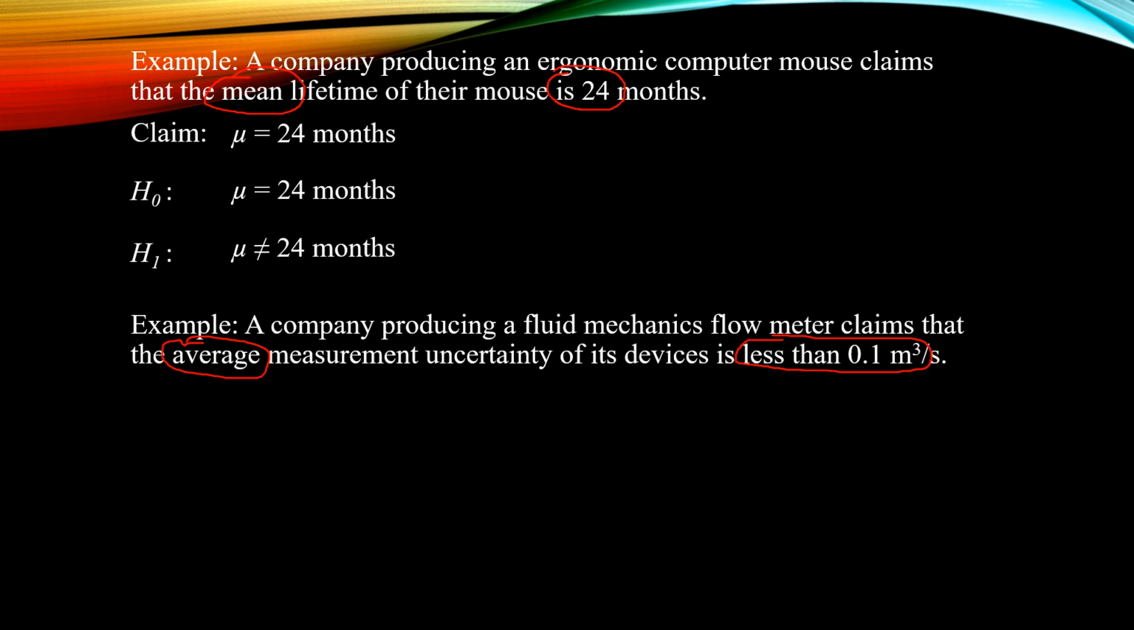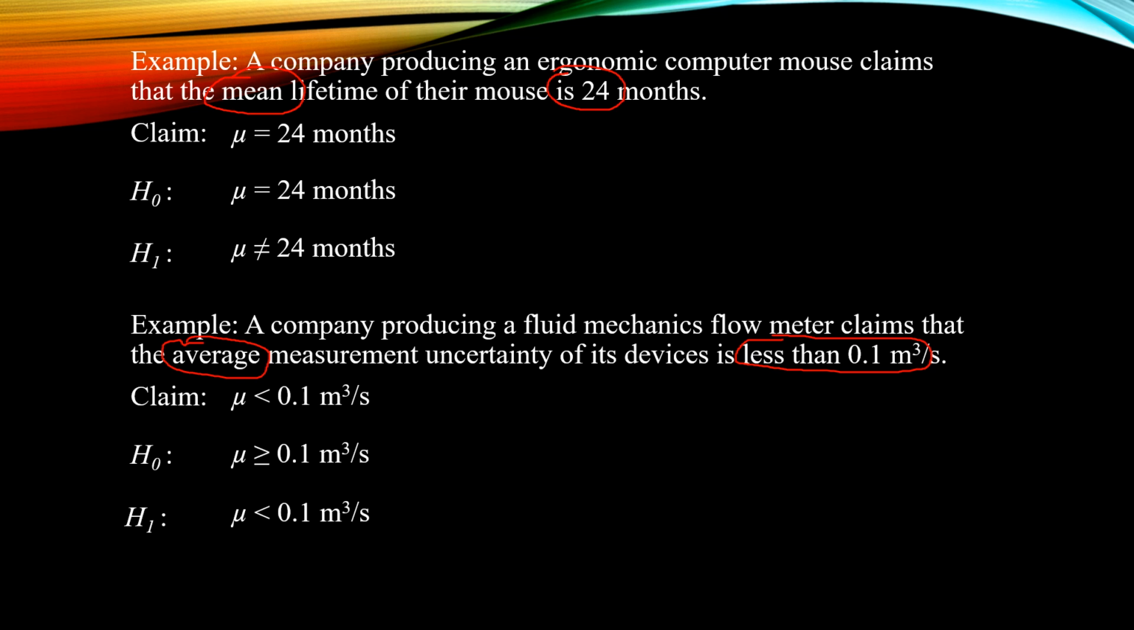Because less than is not a condition of equality, it means that the claim about the mean of the population being less than 0.1 cubic meters per second contains no equal sign, so it must be the alternative hypothesis. The opposite of this, the claim that must be true if the alternative is false, is that the mean is greater than or equal to 0.1 cubic meters per second, and because that contains an equal sign, that would become the null hypothesis.